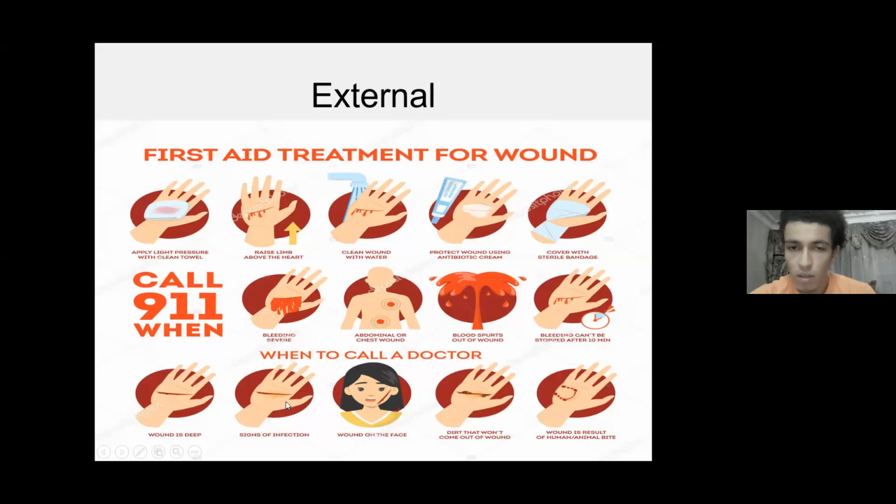Signs of infection, as I said: if there is any infection or parasitic infection, we can call the ambulance. If the wound is on the face, we have to immediately seek a doctor because plastic surgery may be applied for the patient. If any dirt comes out like pus or abscess, released with the blood, this means there's a parasitic infection here. Or an animal bite like a dog bite, you have to take many injections for it.